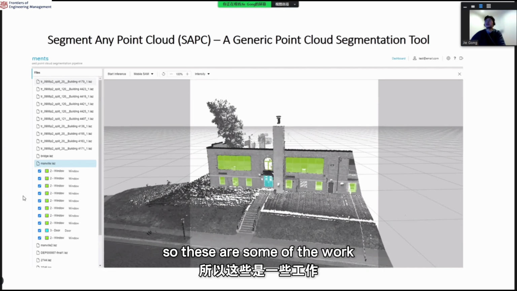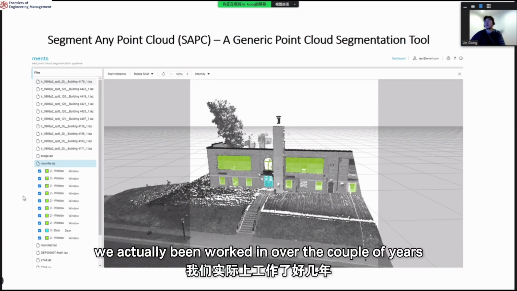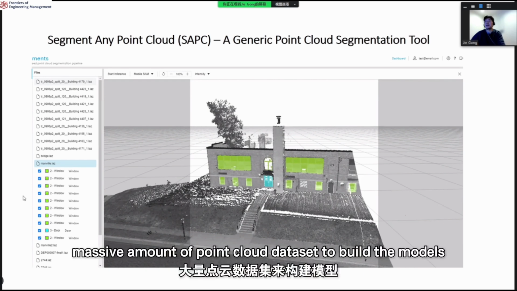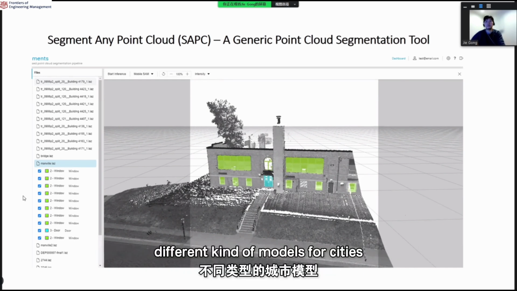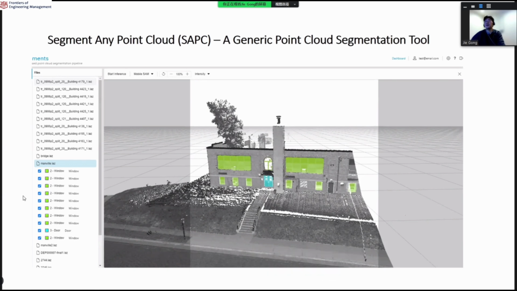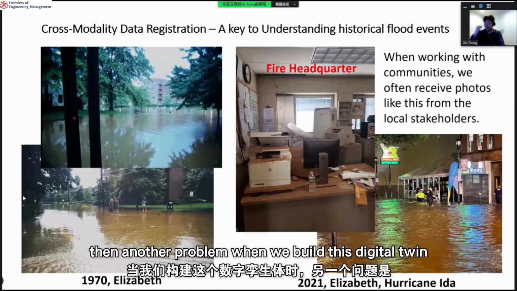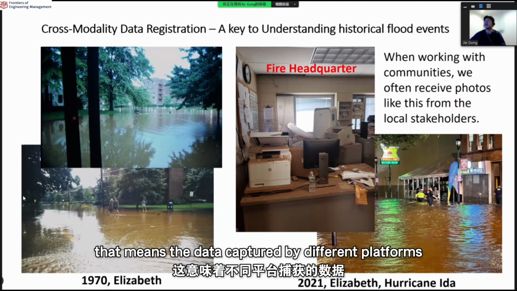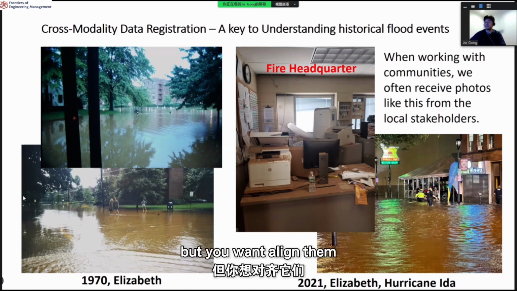So this is some work we have been doing over the couple of years, looking at how to segment a massive amount of point cloud datasets to build different kinds of models for cities, so we can use them for damage assessment. Another problem we often find when we build this digital twin is cross-modality data registration.